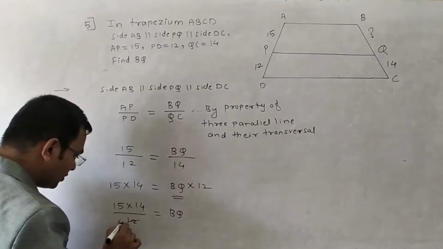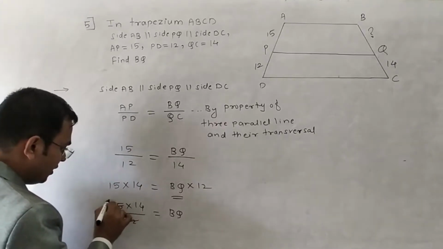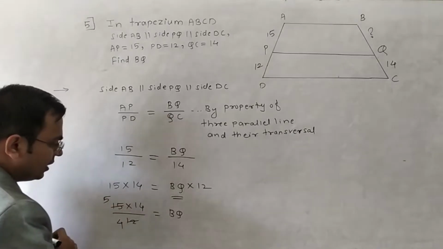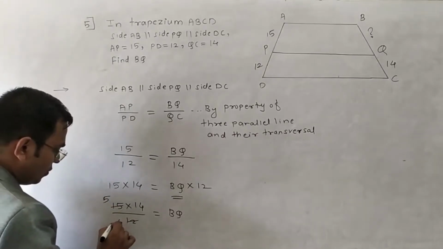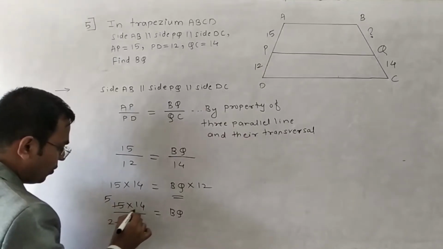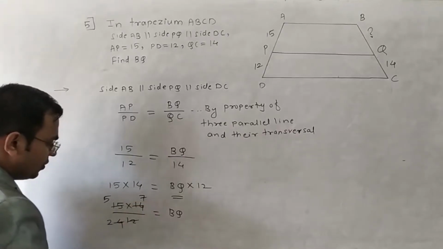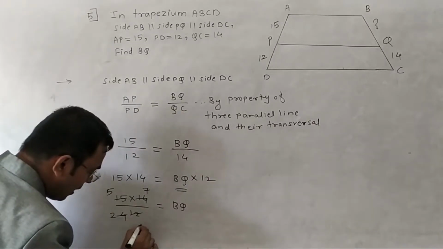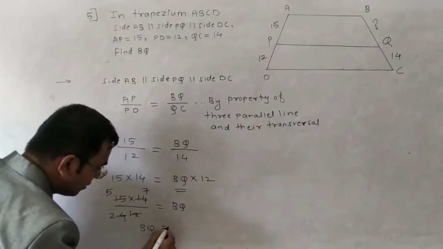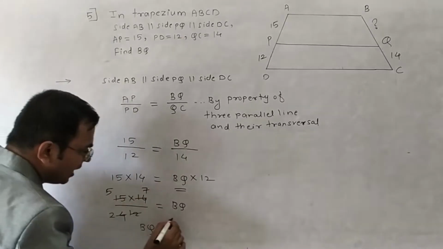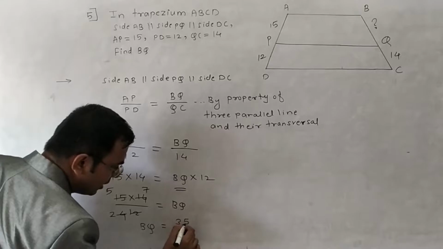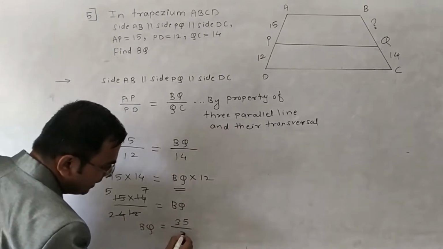3 4s are 12. 3 5s are 15. 2 2s are 4. 2 7s are 14. So BQ is equal to 7 5s are 35 upon 2, as it is.